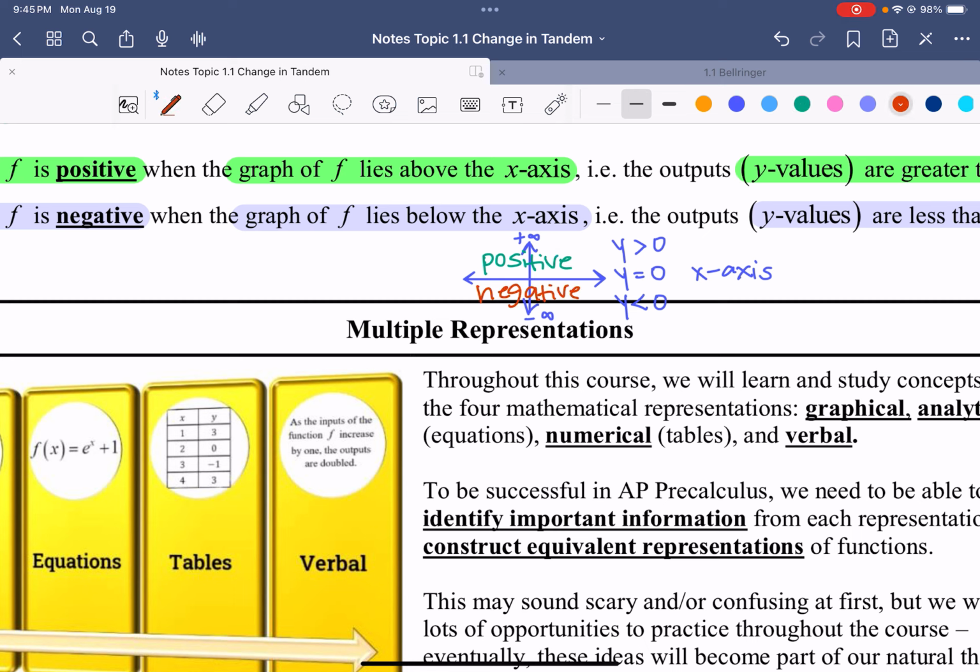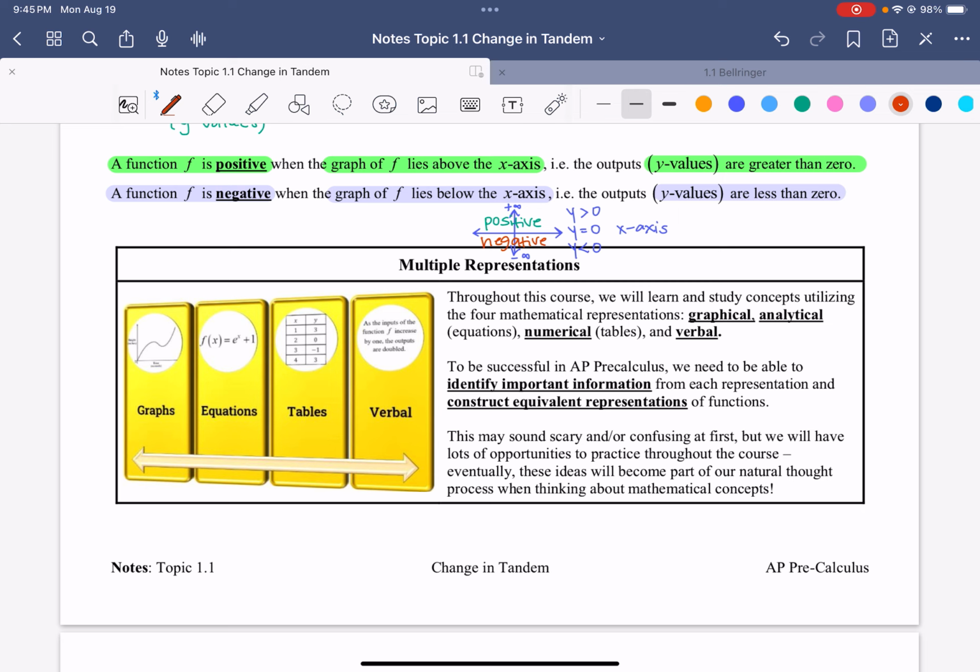Multiple representations. Throughout this course, we will learn and study concepts utilizing the four mathematical representations: graphical, analytical, also known as equations, numerical, also known as tables, and verbal. To be successful in AP Precalculus, we need to be able to identify important information from each representation and construct equivalent representations of functions. So basically what that means is if I give you a graph, you should be able to tell me what the equation is, what the table could look like, and a verbal description.